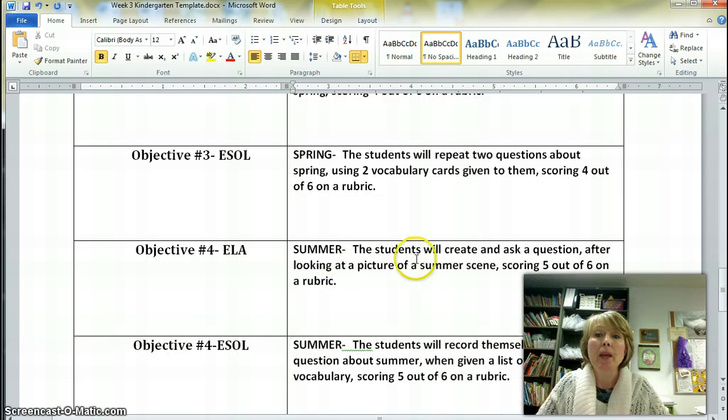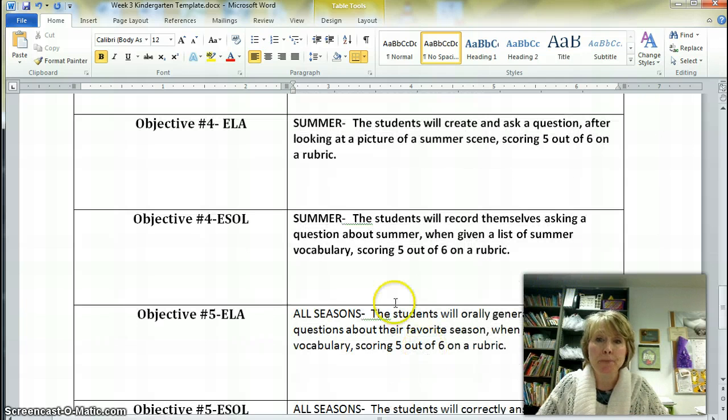For summer, the students will create and ask a question. So now they're creating and asking their questions after looking at a picture of a summer scene. You notice how I've changed the conditions of my objectives, scoring 5 out of 6 on a rubric. Summer ESOL number 4, the students will record themselves asking a question about summer when given a list of summer vocabulary. So they're going to have some vocabulary to rely on for this ESOL objective, scoring 5 out of 6 on a rubric.